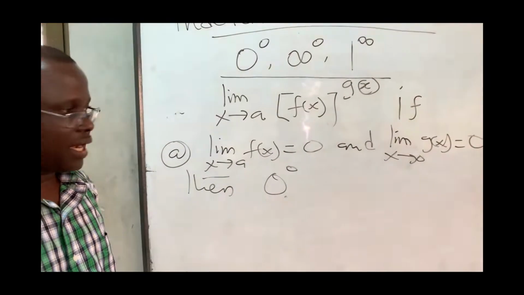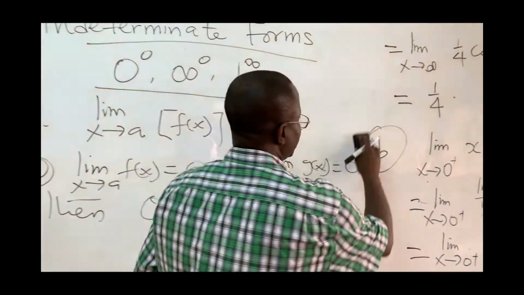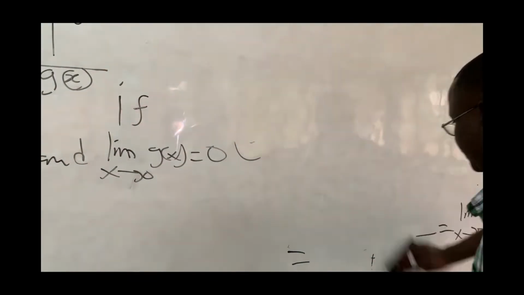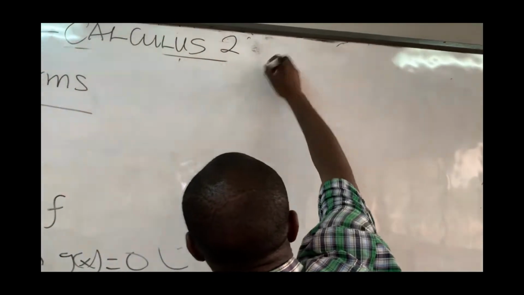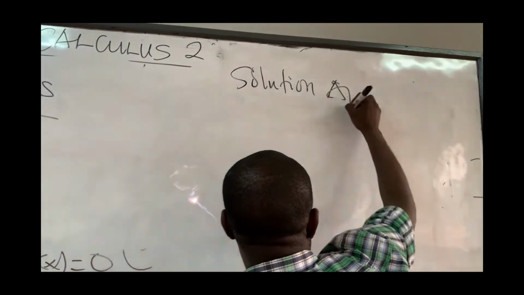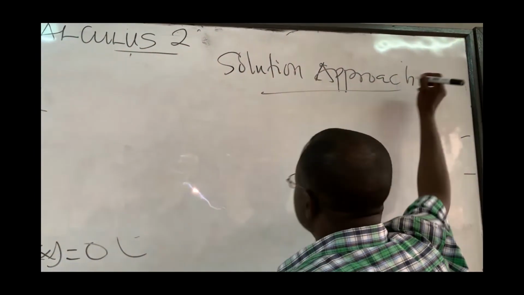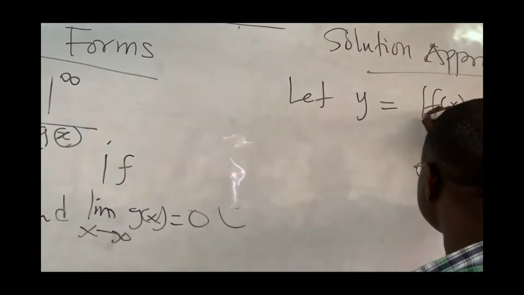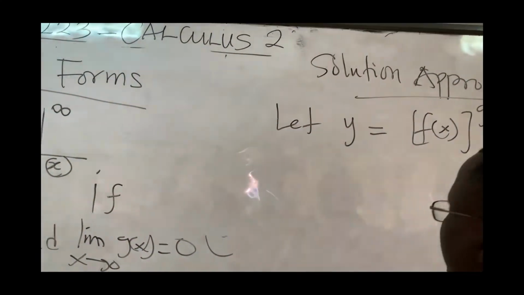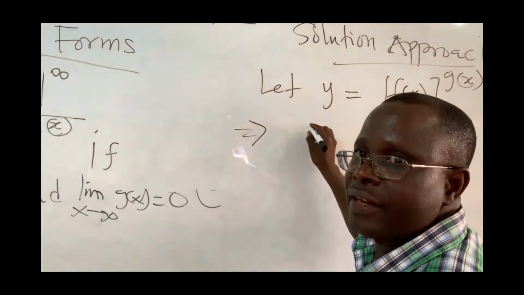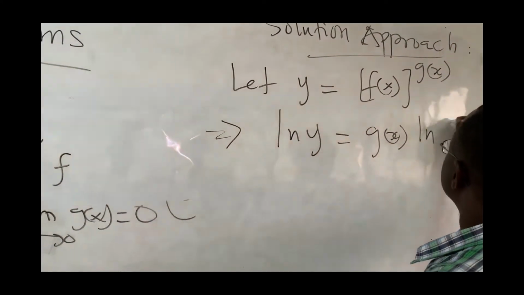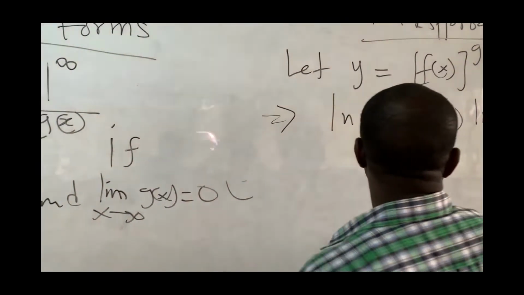Now there's a very nice trick to solving these types, using logarithms. So if you like, the solution approach: what you do is you let y equal your function f of x raised to the power g of x. Then you take the ln of both sides. You have ln y is equal to g of x ln of f of x.